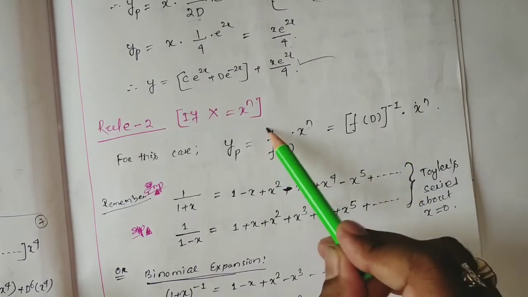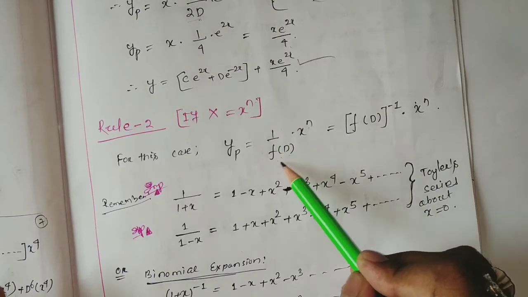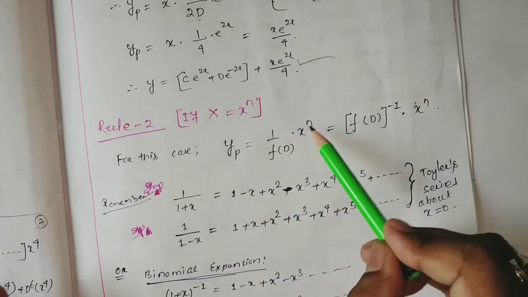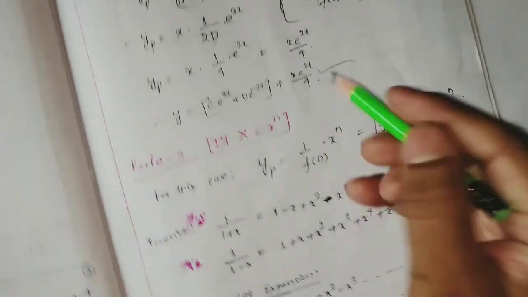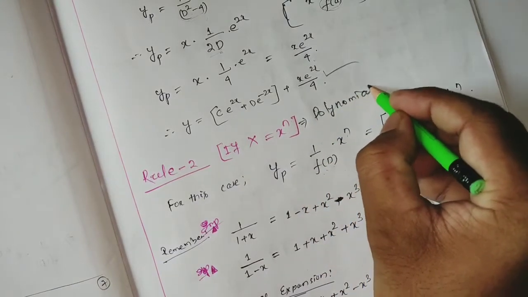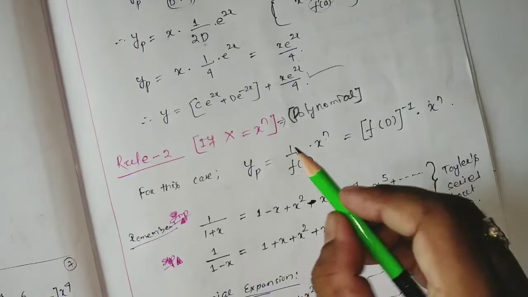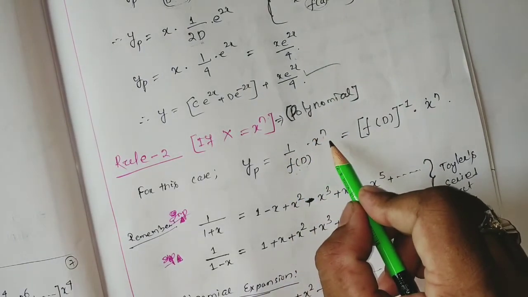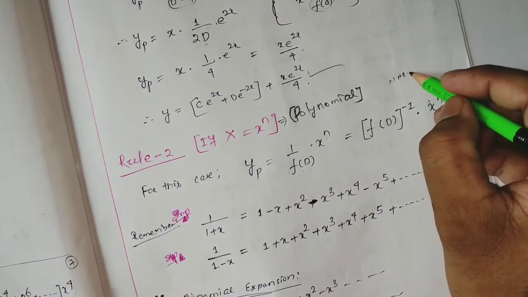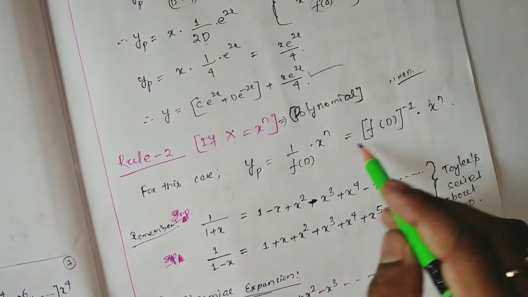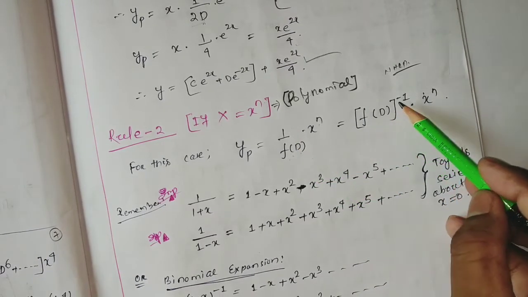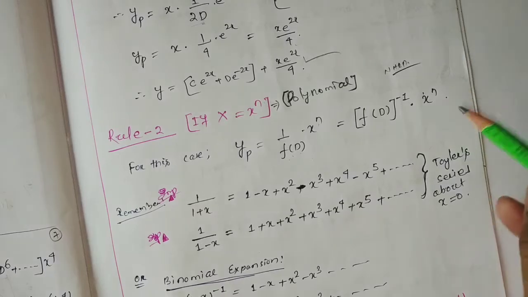So here, 1 by f of D, the operator on x to the power n. Only if x to the power n is a polynomial. So that means if we have a polynomial on the RHS of a non-homogeneous linear differential equation, then we have to follow this rule: 1 by f of D will be considered as f of D inverse into x to the power n.